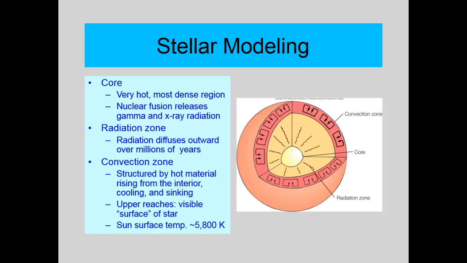So this just looks like a nice placid little ball here. There could be lots of storms happening there. And if you see pictures of the sun, you'll see solar flares that just go out into space. So yeah, lots of things could be going on there. The radiation zone is inside. The convection zone is structured by hot material rising from the interior, cooling and sinking. In that process, with the spinning of the star, it creates storms. The upper reaches are the visible surface of the star, but it's not a solid surface, it's a gas.